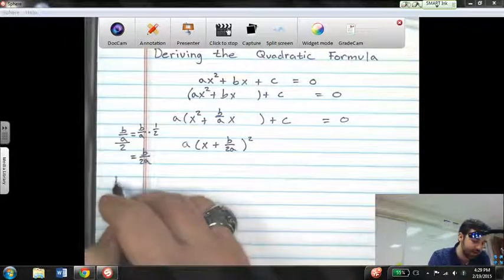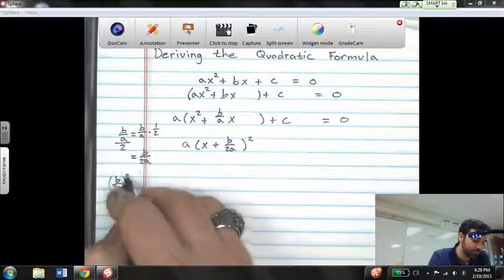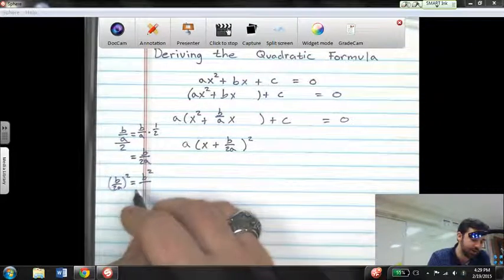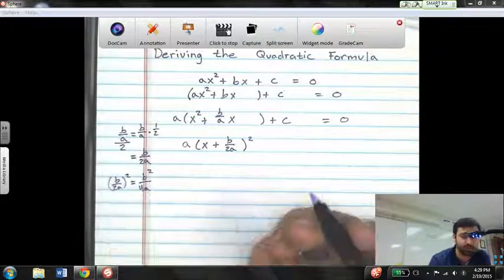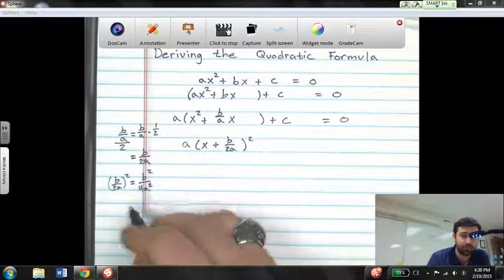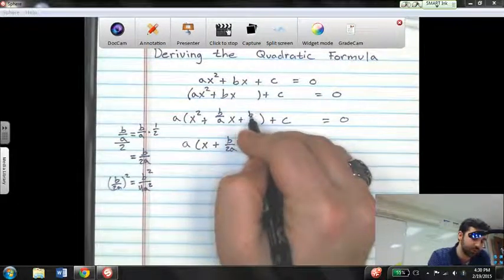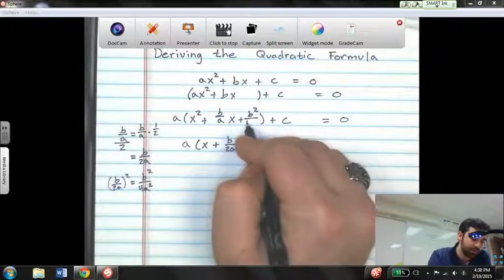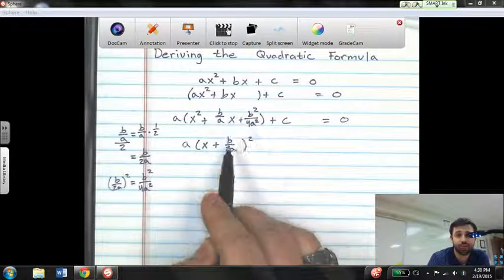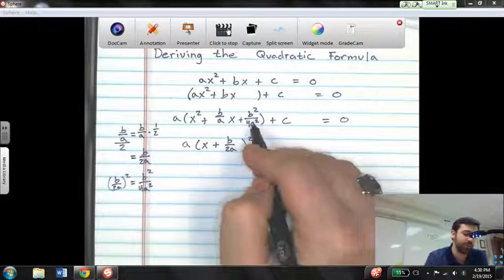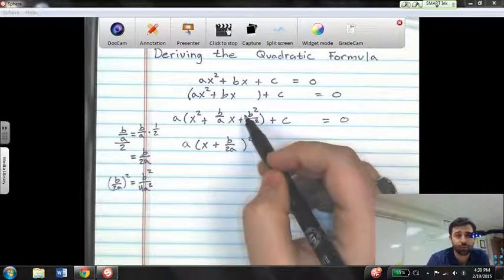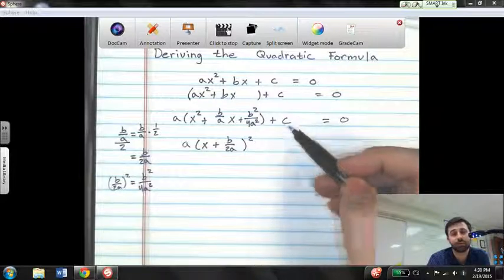And then I need to square this. When I do this, I end up getting b squared divided by 4a squared, because 2 squared is 4. So this is the term, or the number you can think of, that we have to add in order to get a perfect square trinomial here that factors down to this. If I am adding b squared divided by 4a squared inside this group, I'm going to have to subtract it from outside the group in order to maintain balance.